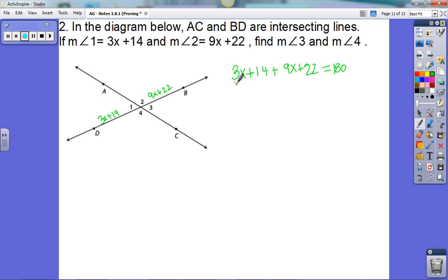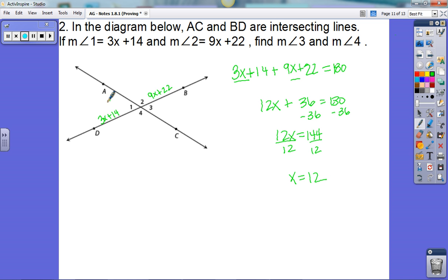So I'm going to combine like terms. I get 12x plus 36 equals 180. If I subtract 36, 180 minus 36 gives me 144. And then divide both sides by 12 gives me 12.